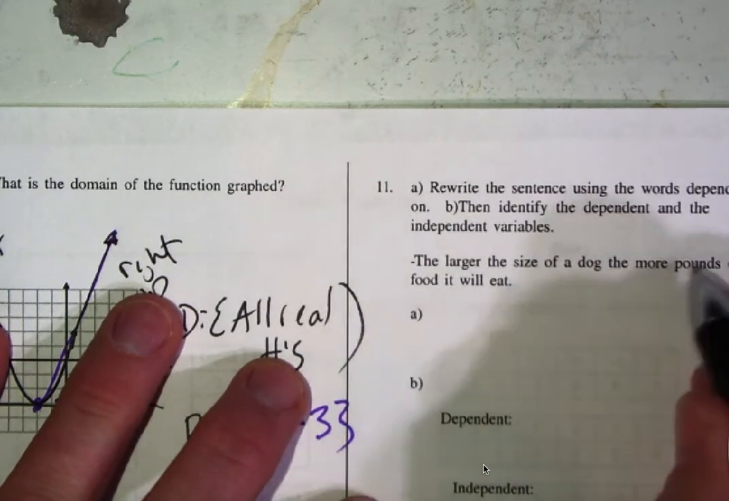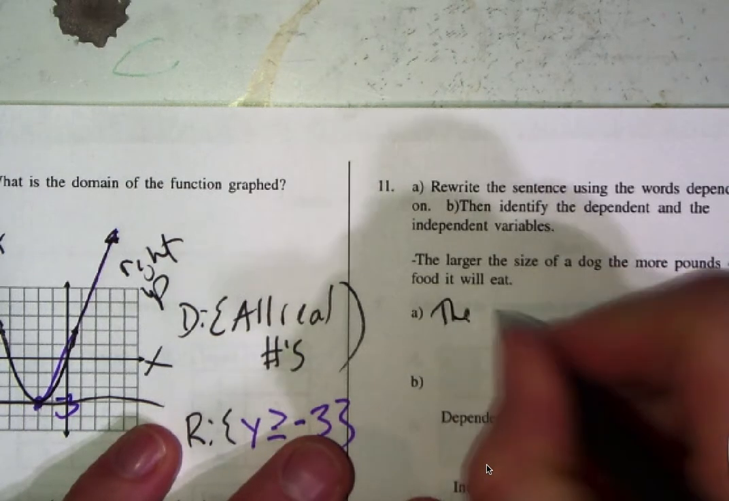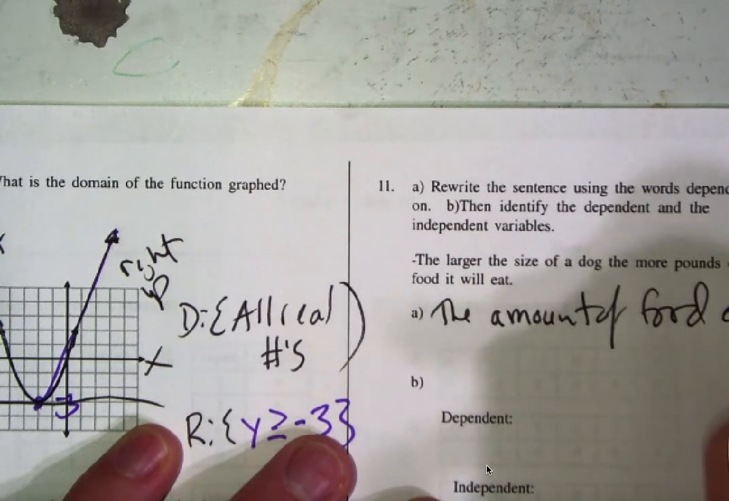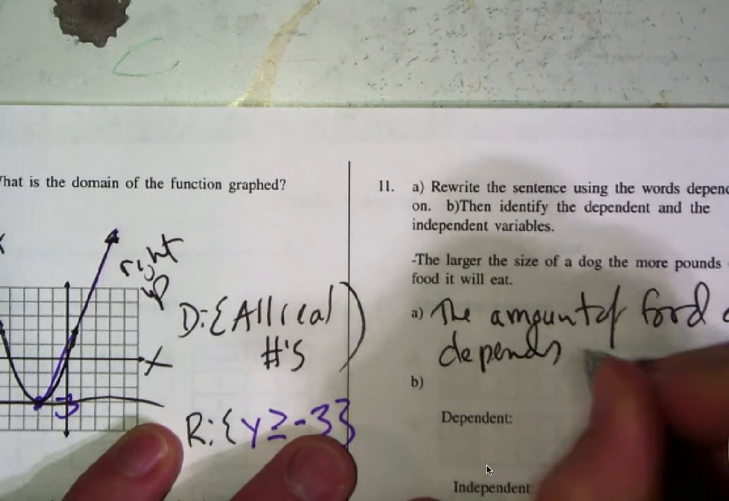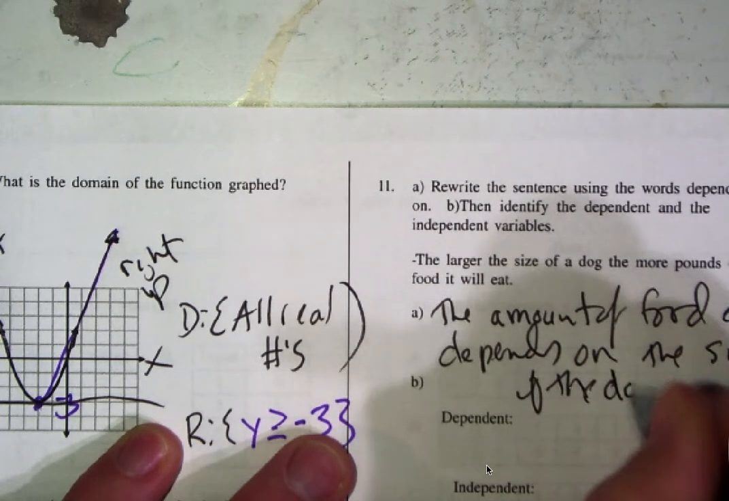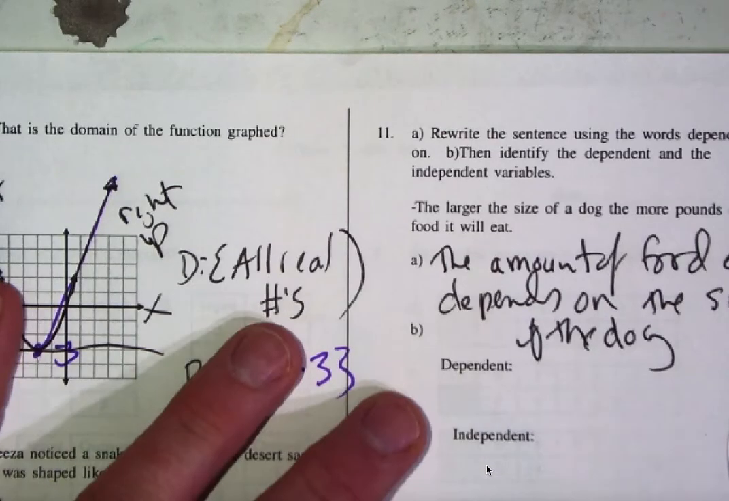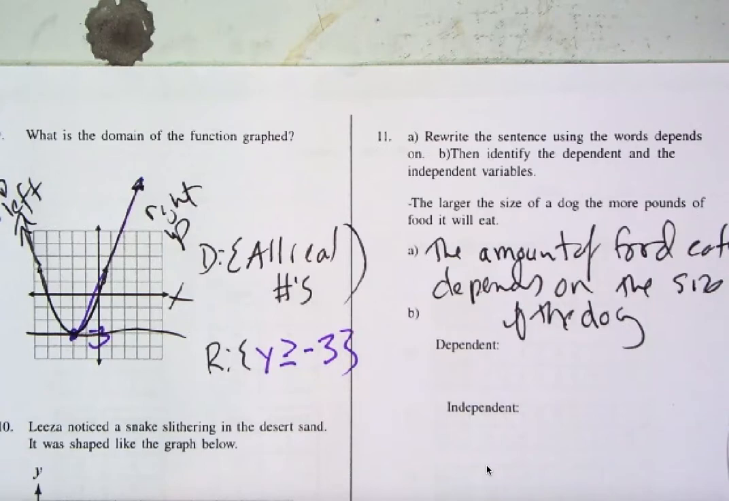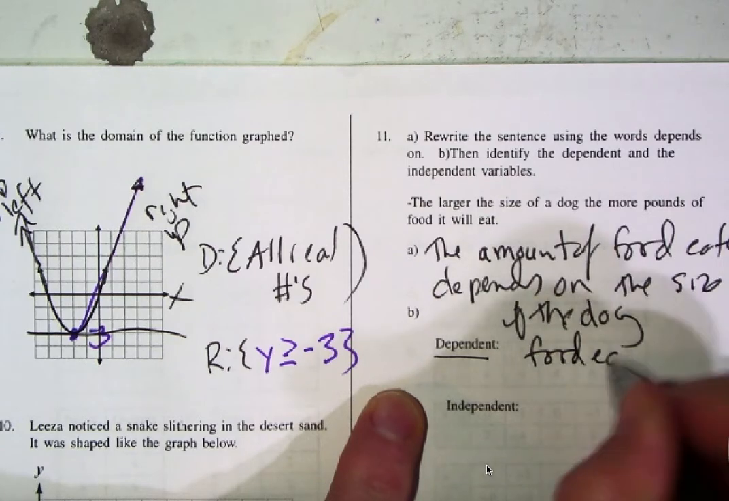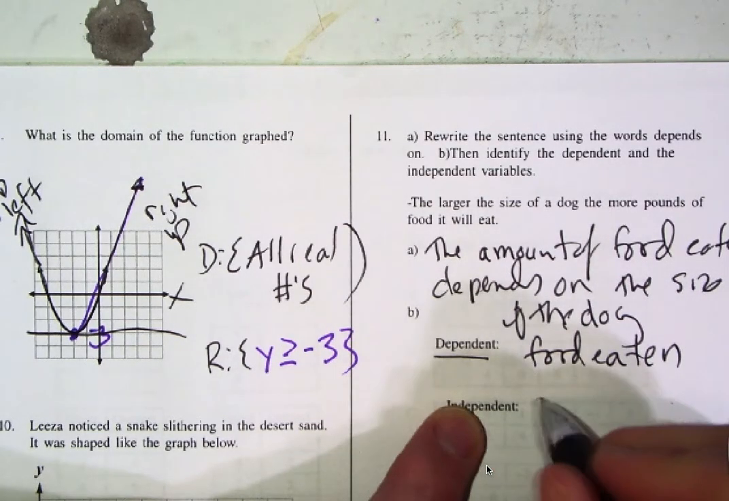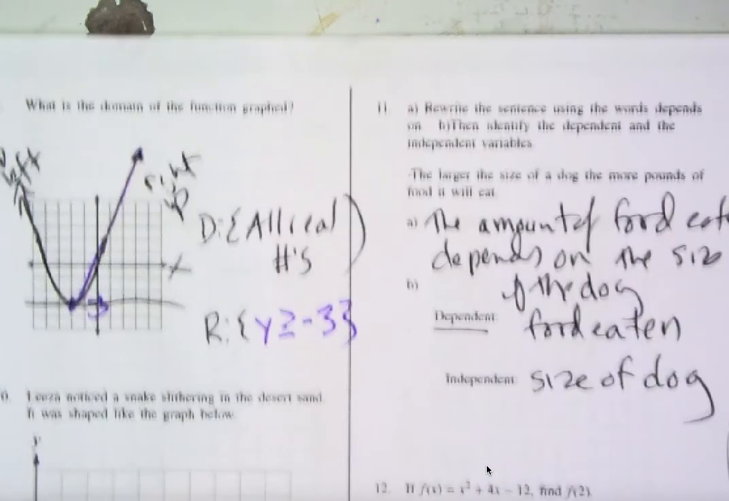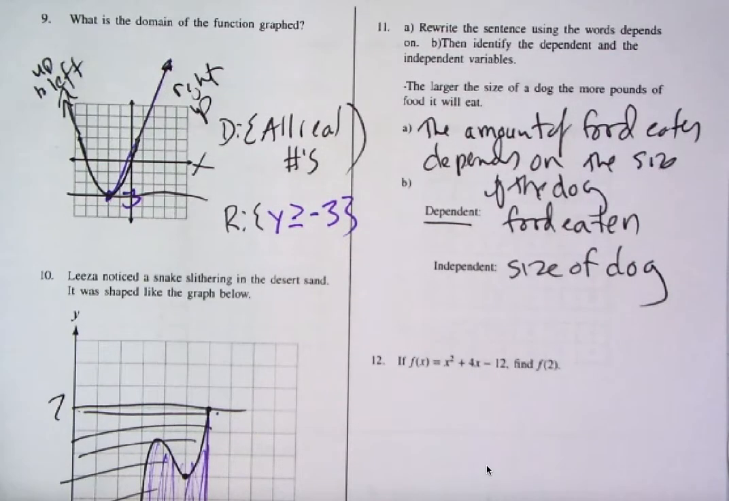Okay, the larger the size of the dog, the more pounds it would eat. So the amount of food eaten depends on the size of the dog. My dog, which is small, will definitely eat less food than a big giant dog, right? So our dependent variable, because the food depends, is the food eaten. And the independent is the size of the dog. Okay. That was slightly tricky. People try to fit it the other way, but it just doesn't work.